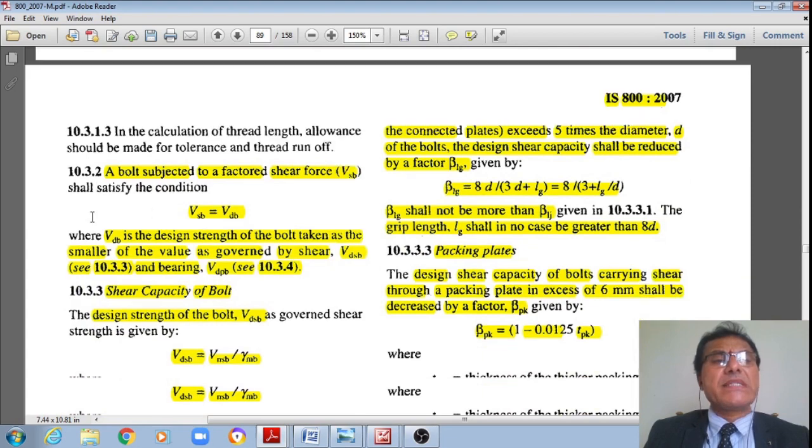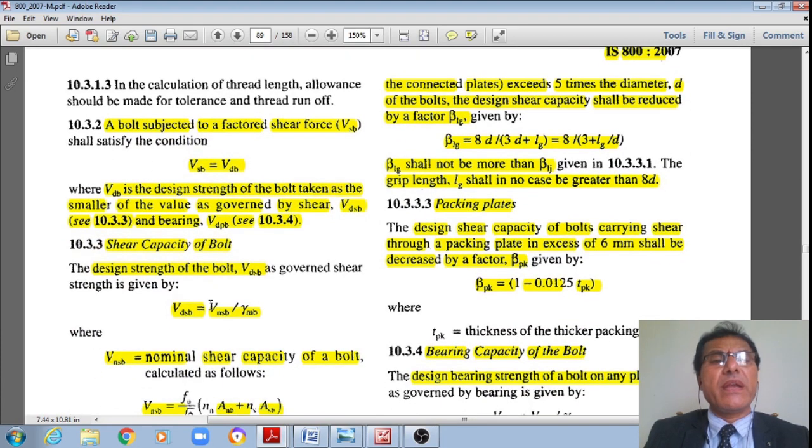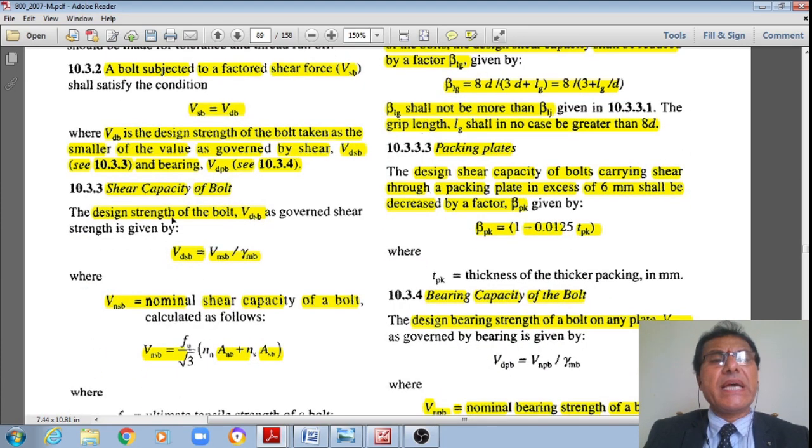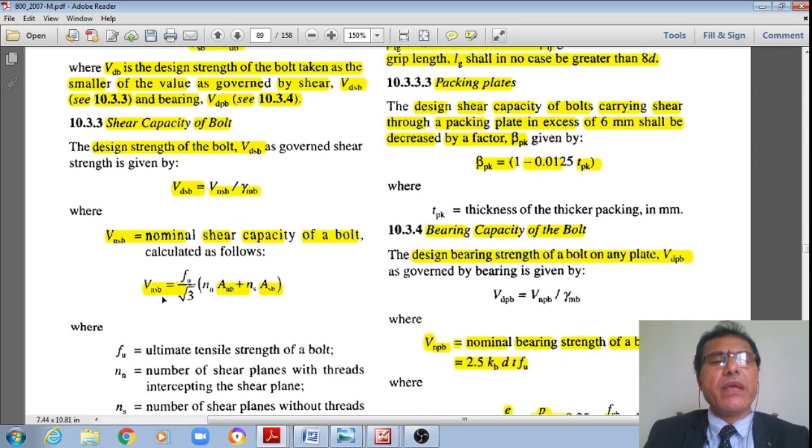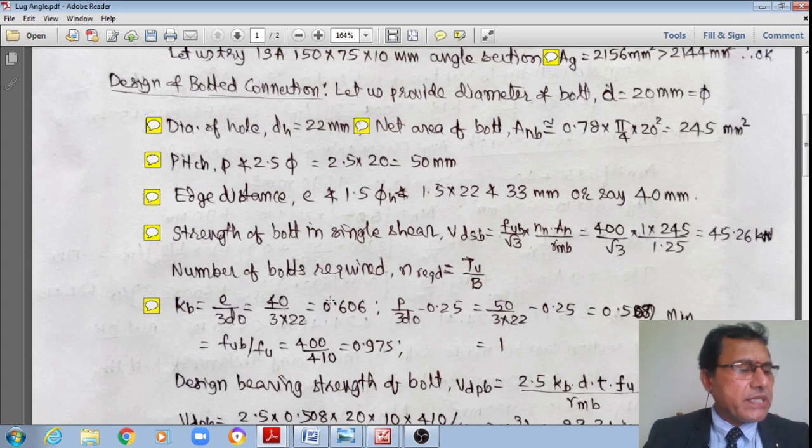Wherein, as per clause 10.3.2, I have VDSB, the design strength of the bolt. VDSB is equal to VNSB divided by gamma MB, where VNSB is the nominal shear capacity of the bolt, given by FUB divided by root 3 multiplied by (nn ANB plus ns ASB). Therefore, substituting into this, now you can please see that.